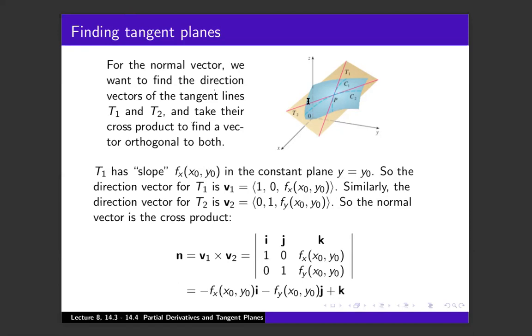Point is, you can find the normal vector by crossing these things. And you just take the cross product as you ordinarily would. And here's what you get. You get negative f_x(x naught, y naught) in the i direction. In the j direction, you're going to get negative f_y(x naught, y naught). And the k direction is just 1.